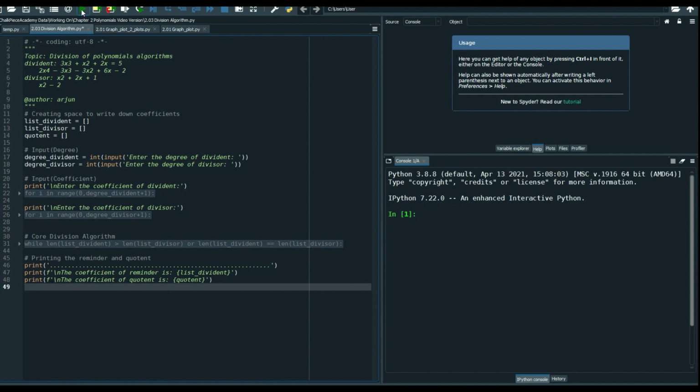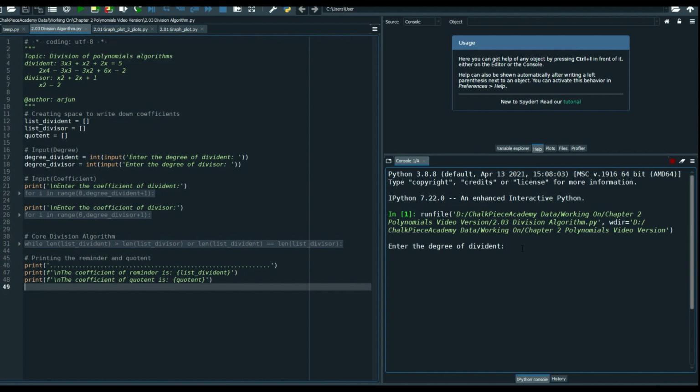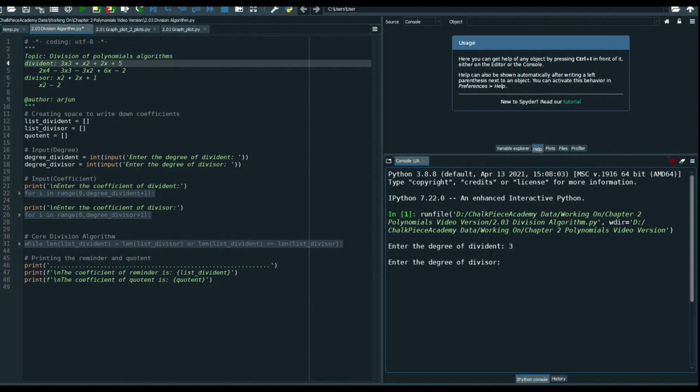Okay, so let me execute it. We have to enter the degree of the dividend. So we have the dividend to be cube, right? Let me change this 5. Yeah, dividend to be a cube, and the divisor is quadratic, so it is 2. Enter the coefficient of the dividend. So the coefficient of x cube is 3, x square is 1, x to the power of 1 is 2, and the constant is 5.